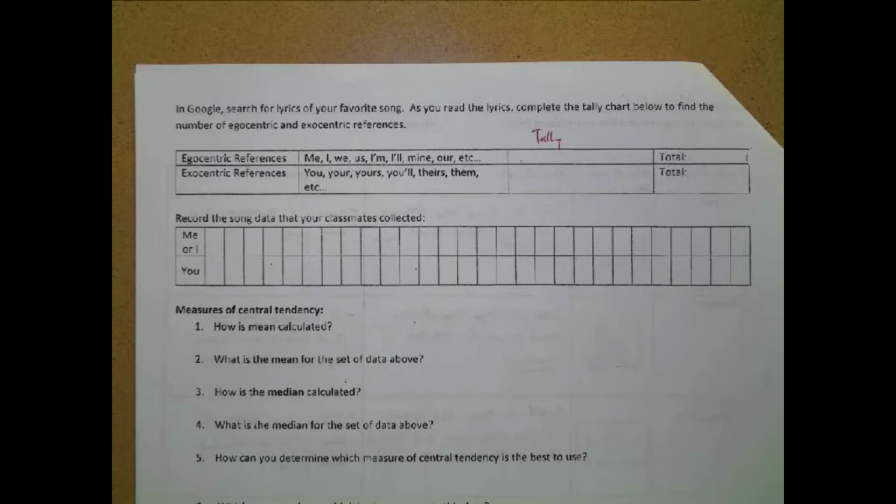You record all these numbers and add them up. But you don't have to do it individually. You can just count how many total of these there are. That's all I really care about. So you don't have to say there's 3 me's, 2 I's, 5 we's. You don't have to do that.